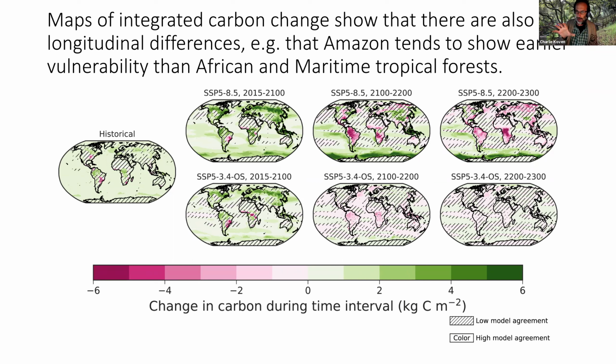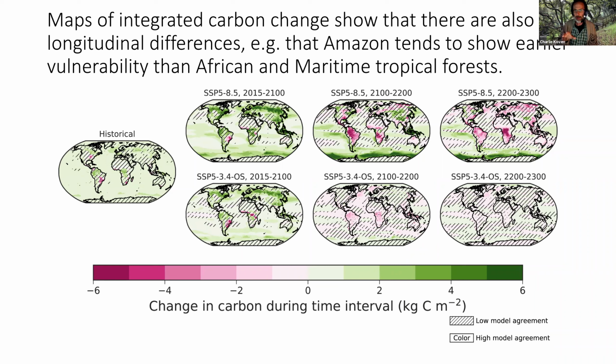And I think one of the key things that you see in this is this increased sensitivity of the Amazon, particularly as compared to the maritime tropical forest region. This seems to emerge in multiple different analyses, which tend to show the increased vulnerability of the Amazon as compared to either Africa or particularly the maritime continent. But here what you see is really strong net losses of carbon from the Amazon, even in a period with weak land use changes in the high emission scenario, whereas the maritime continent is still taking up carbon. And in the 23rd century, the maritime continent also switches, but the Amazon switches sooner.